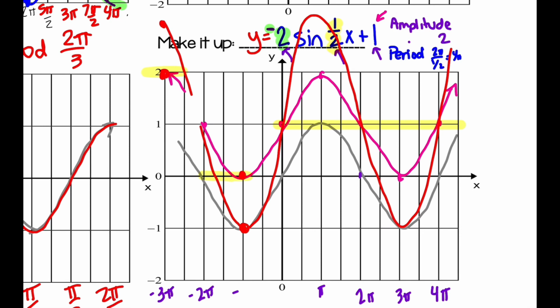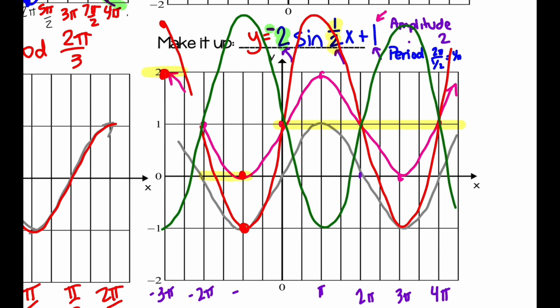So if I get my color, I'm going to go from here, high point, low point, high point, low point. Okay, and then that's my final answer. So I'm going to highlight that as being my final.